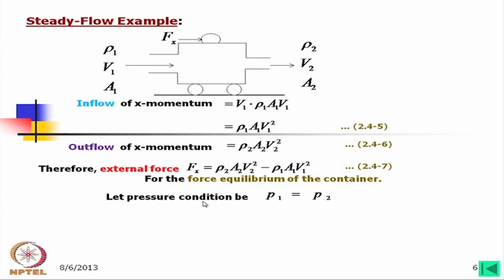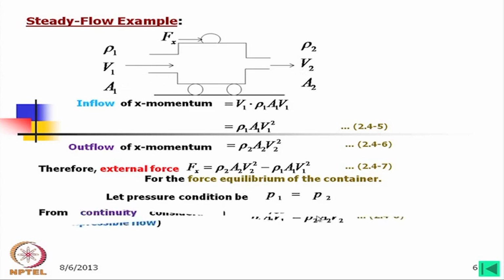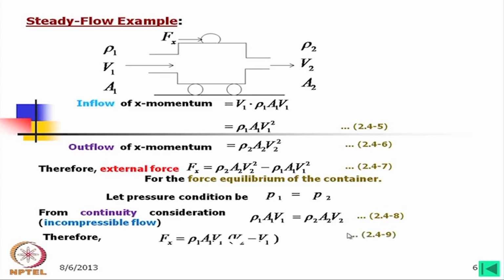Let pressure condition be P1 is equal to P2. This means that here pressure and here pressure will be same. Then from continuity consideration, incompressible flow, rho 1 A1 V1 is equal to rho 2 A2 V2, and therefore, Fx will be rho 1 A1 V1 into V2 minus V1.